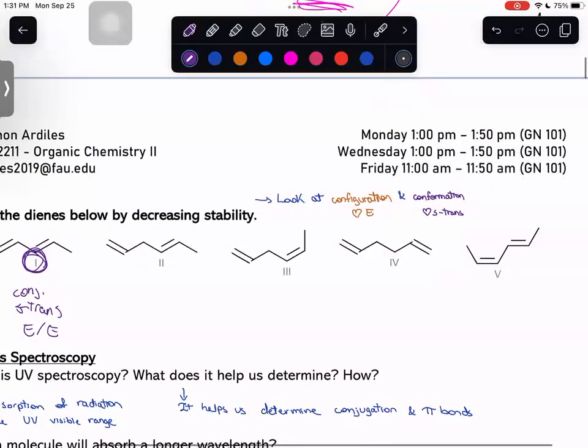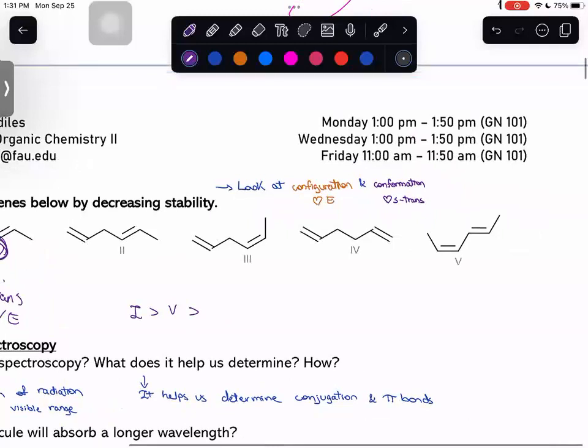What's going to be the second most stable? 5. It's going to be 5. Beautiful. What kind of system is it? It is S trans, yes. And then each double bond, what's the configuration? What's the pi system? It's conjugated.